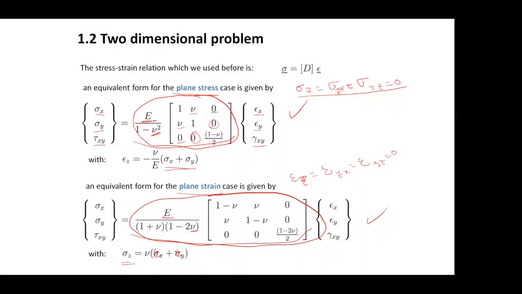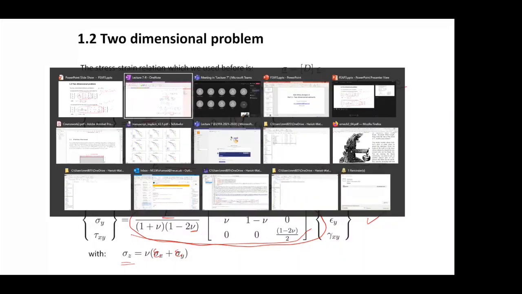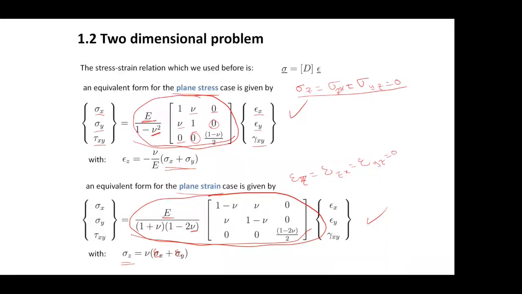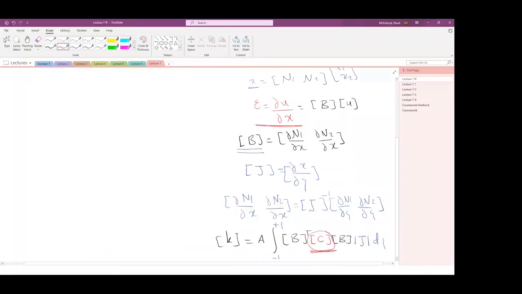All right. So this is how you build your stiffness matrix. This is how you build your stiffness matrix. You pick the right C.